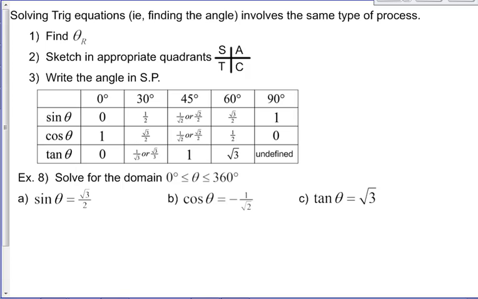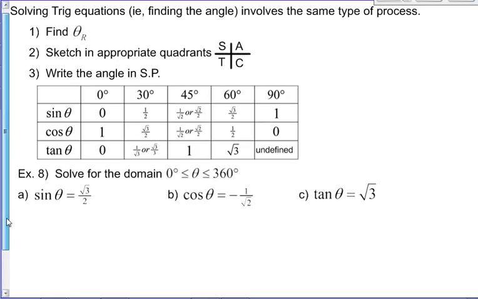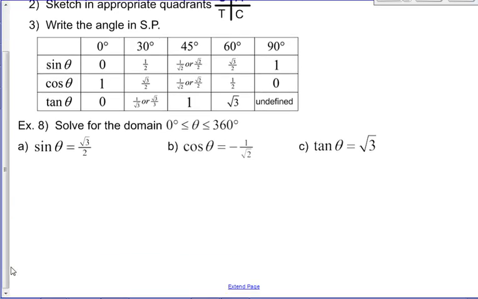We might also be asked to do this backwards, so find the angle given the ratio. And it's very similar. We're going to find a reference angle. We're going to sketch in the appropriate quadrants, and then we'll write our angles in standard position. So over here, I have sine theta is root 3 over 2. And I'm wondering, what are all the angles that have that property?